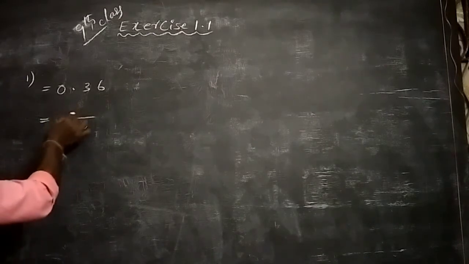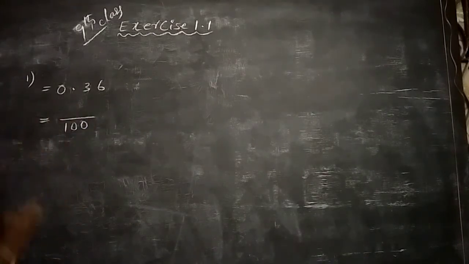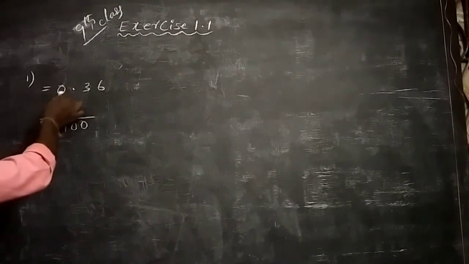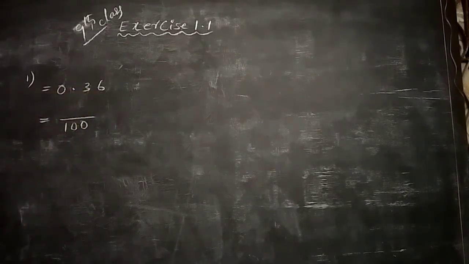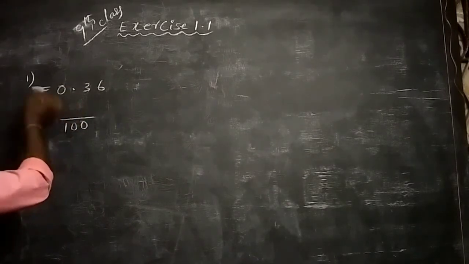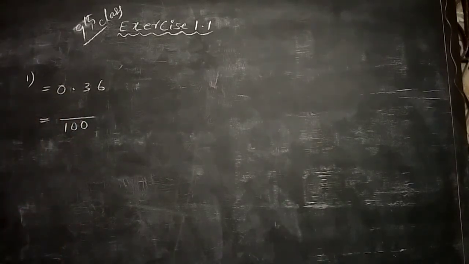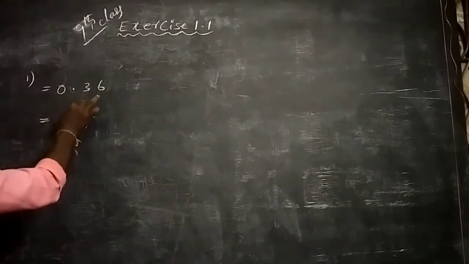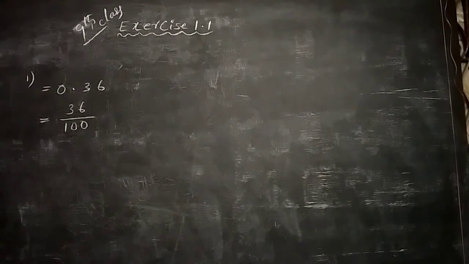Then what can we write in the numerator? Remove the point, and the total number should be written in the numerator. That is 036. 036 actually we want to write. But here a 0 on the left side means no need to write because there is no value for the 0 on the left hand side. So simply we can write 36 by 100. This is p by q form.